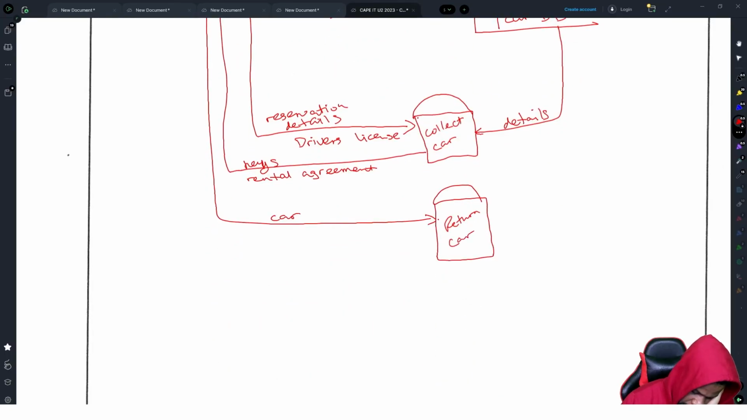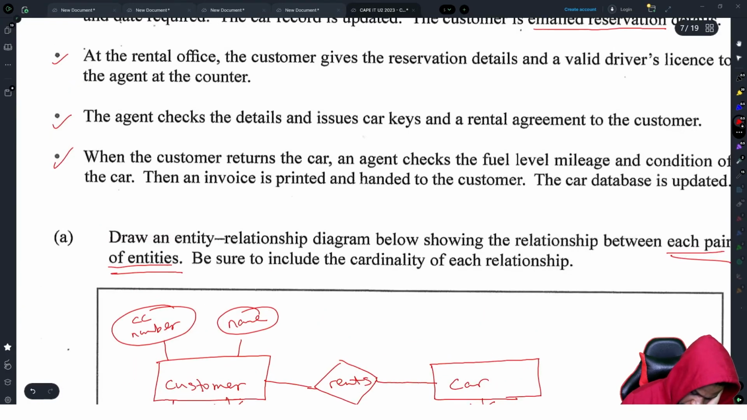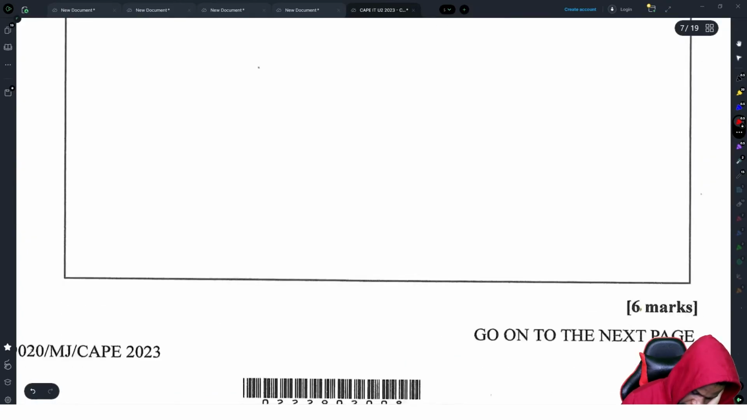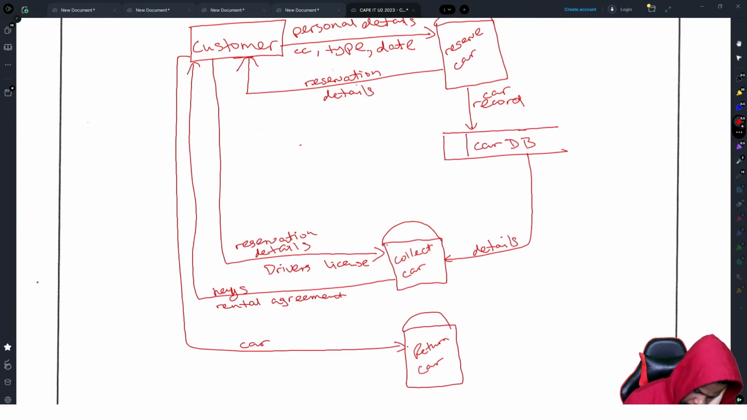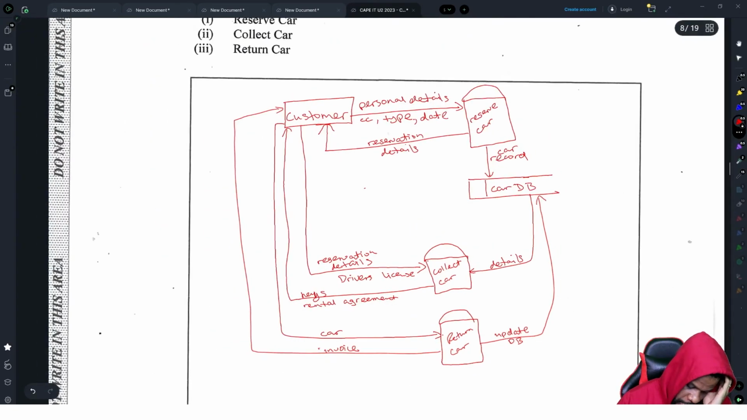And then this last one here is return car. The last thing is the car will come back, and when the car comes back, what will happen? The customer returns the car, the agent checks the fuel level, mileage, and condition of the car. An invoice is printed and handed to the customer. So return car will collect it and send back the invoice, and then update the database. Yeah. Alright, that's all. 6 marks.